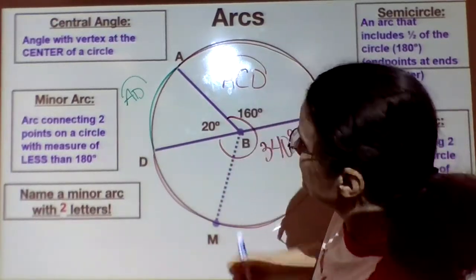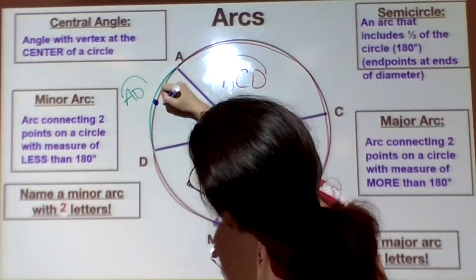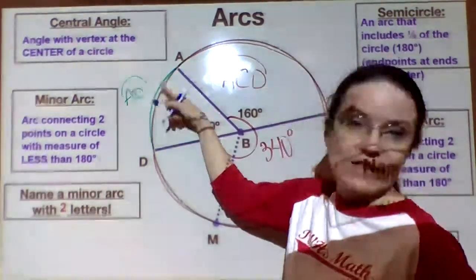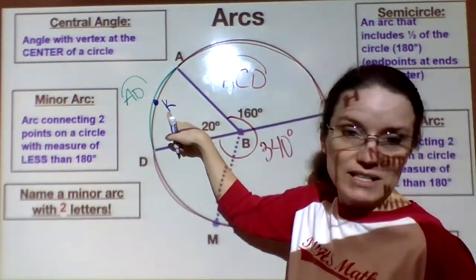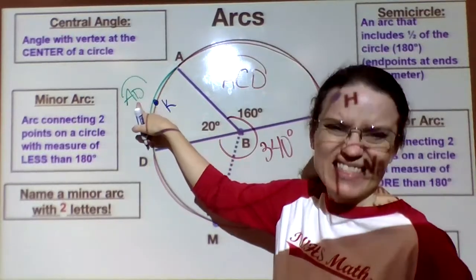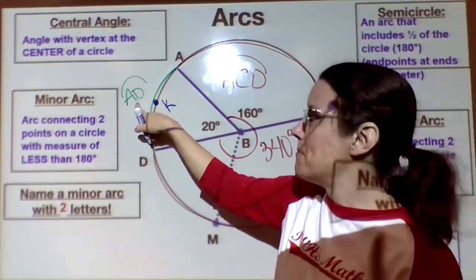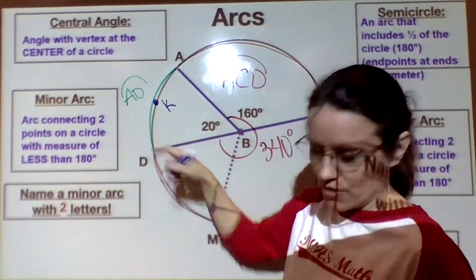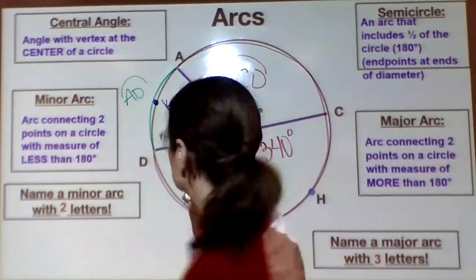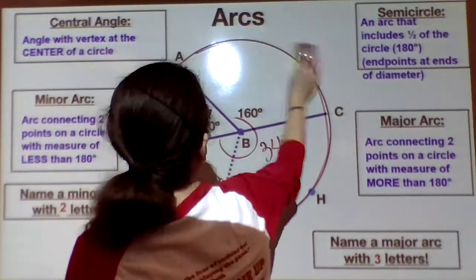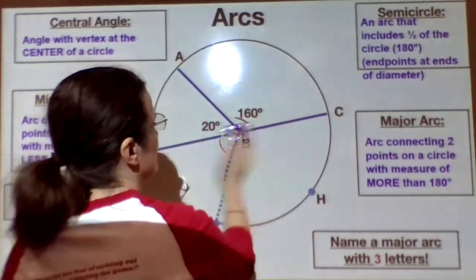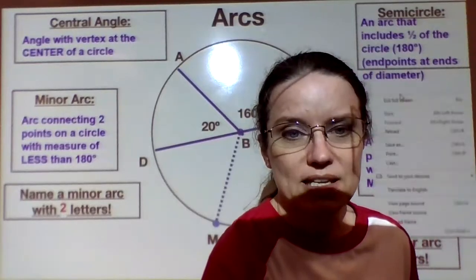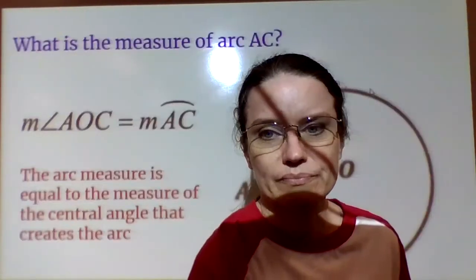Now, what if there's a point in between? What if I've got point K there? Well, since I know that this is a minor arc, I'm not going to use the letter K in the name. I'm still going to do a minor arc with just its endpoints, A and D. Okay? So just keep that in mind. Some stuff to keep straight so we all know exactly what we're talking about when we're naming the arcs and angles of a circle. Okay?